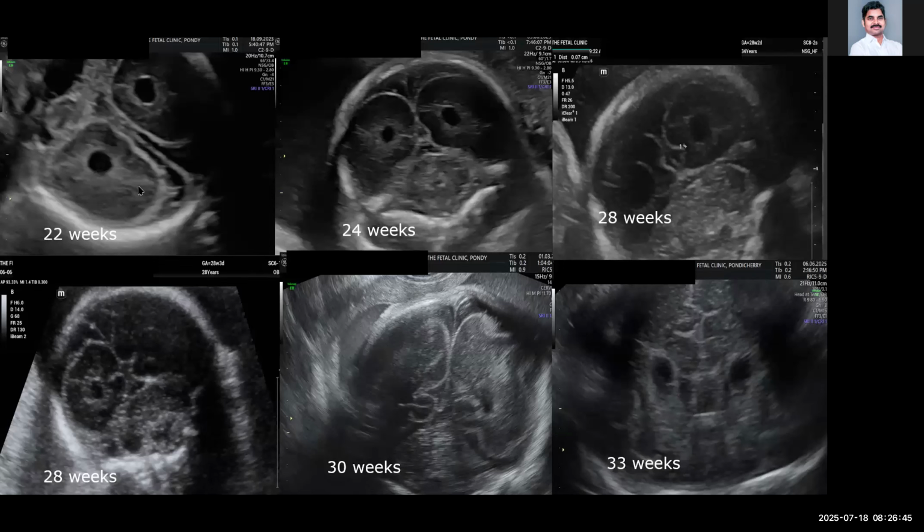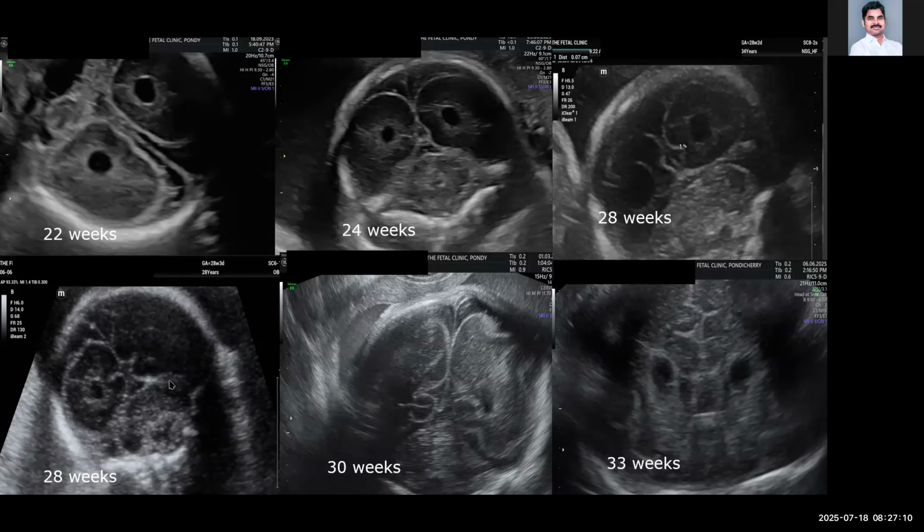The mean gestational age of appearance of the calcarine sulcus is 24 weeks. So here at 22 weeks, the calcarine sulcus is not yet formed. The medial surface of the occipital lobe in the coronal section is smooth. This is at 24 weeks where they are starting to appear as small indentations. This is at 28 weeks where they form a broad-based V.